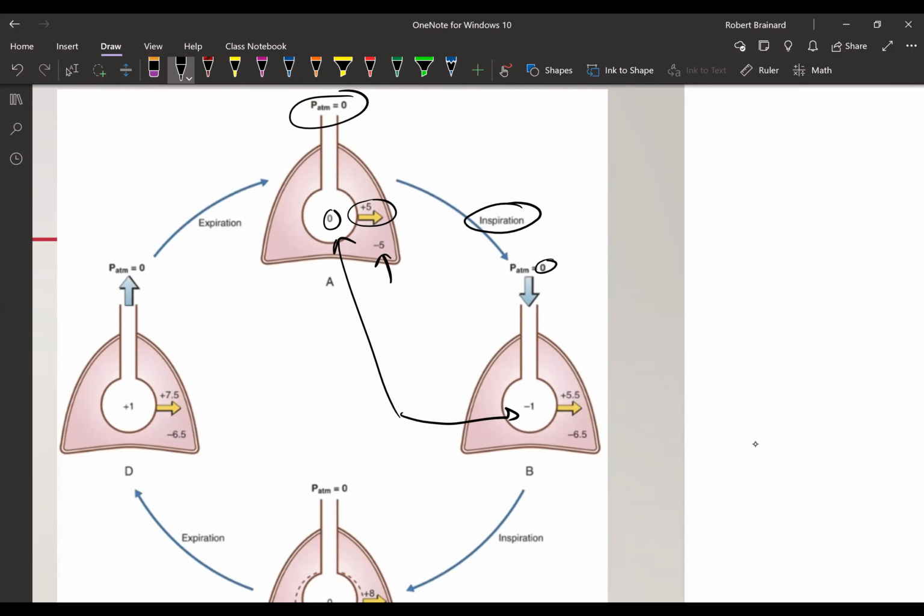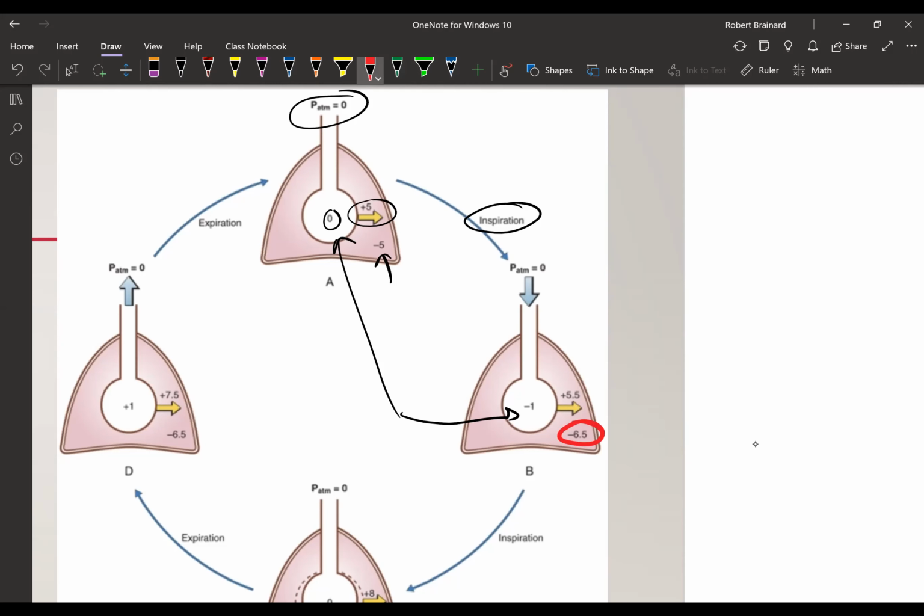So we've created negative pressure in the lung itself. That's good. That's going to cause a pressure gradient. And so air will move from the atmosphere into the lung because it's moving down a pressure gradient. Okay. So we're expanding the lungs. We're filling the lungs. Now, when we inspire, what's happening is our intrapleural pressure is becoming more negative.